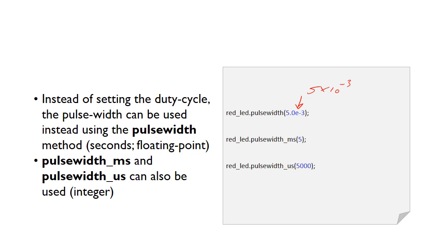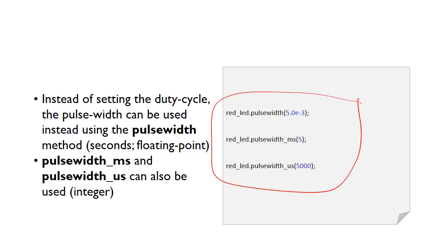Or if you use pulse width underscore ms, that will specify the pulse width in milliseconds, but then the argument is an integer. We can also use microseconds, with underscore US, and again that's an integer. All these 3 lines of code do exactly the same: they set the pulse width to be 5 milliseconds, specified either in seconds, milliseconds or microseconds. But be wary that the milliseconds and microseconds must be integers.